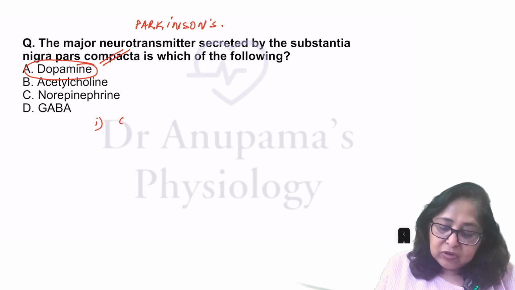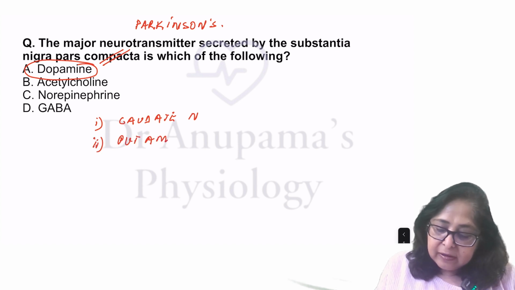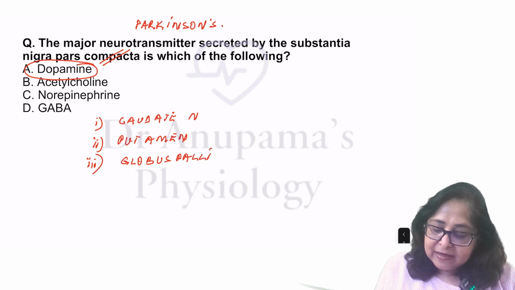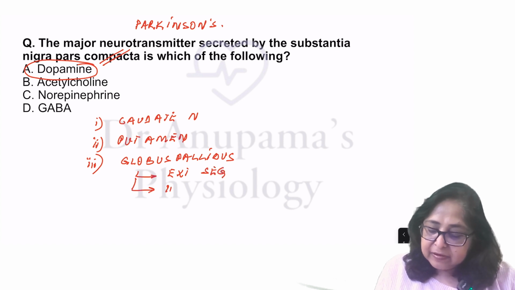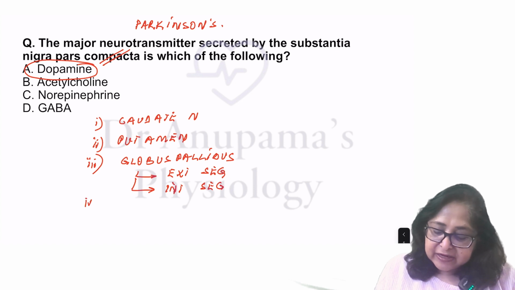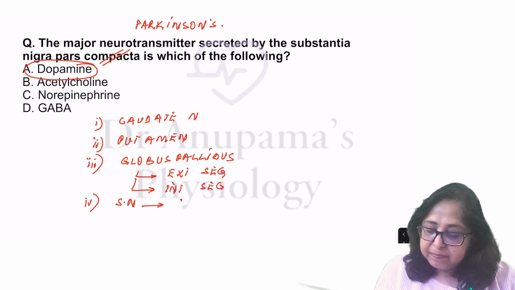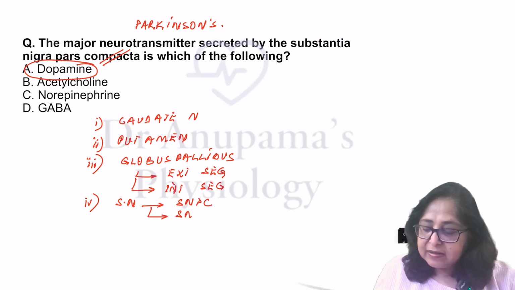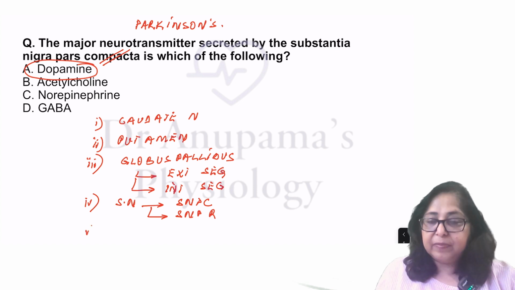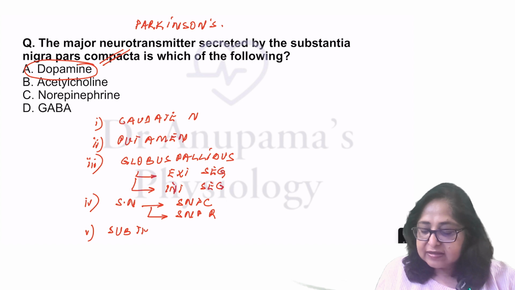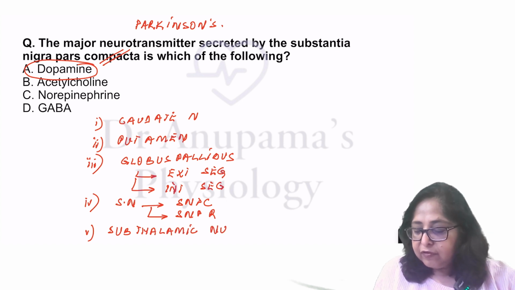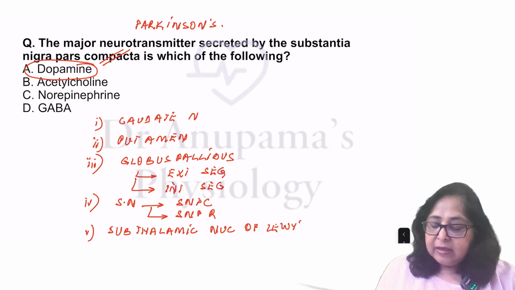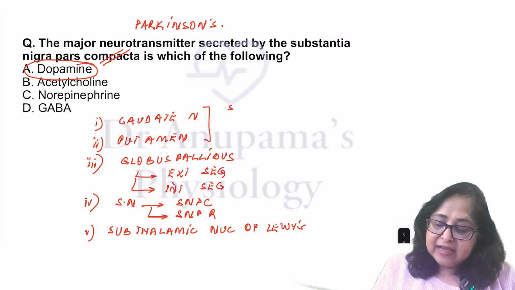The parts of the basal ganglia: number 1, caudate nucleus; number 2, putamen; number 3, globus pallidus. Globus pallidus has two parts, an external segment and an internal segment. Substantia nigra, there are two parts again, substantia nigra pars compacta and substantia nigra pars reticularis. And the fifth is the subthalamic nucleus of Luys. The caudate nucleus and putamen together are known as the striatum.